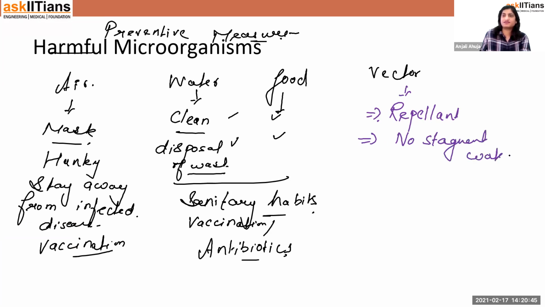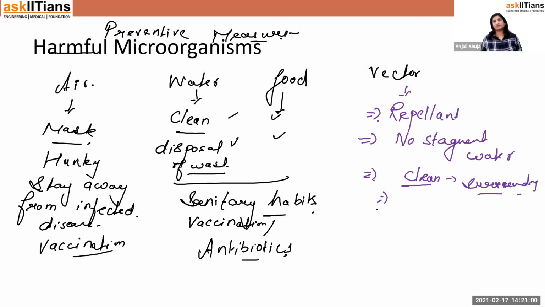What else? Think. Keep your surroundings clean. What else can you think of? Mosquito repellent. An insect killer can also be there, no? I mean, some spray which kills the mosquito. What do we say? Pesticide control can be done.